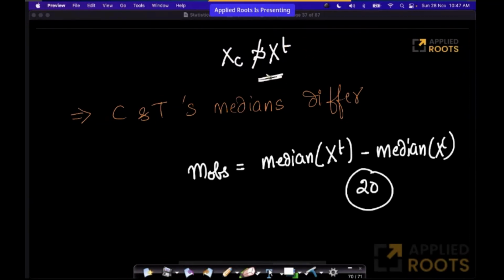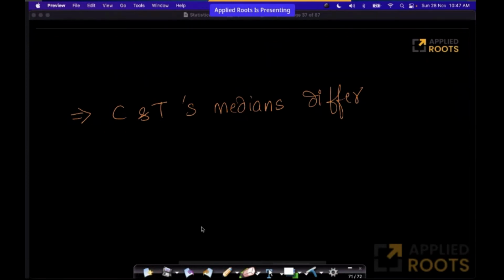Again, there is a possibility that they may be the same. That possibility is only 2%. We are not saying there is a 0% probability that they are the same. Given that we have observed 20, there is a small probability that XC and XT are still the same, but that probability is very low.